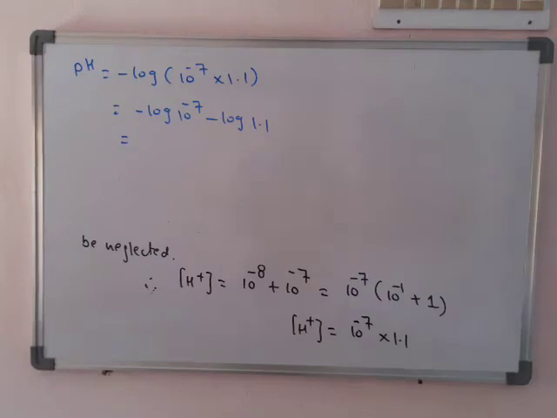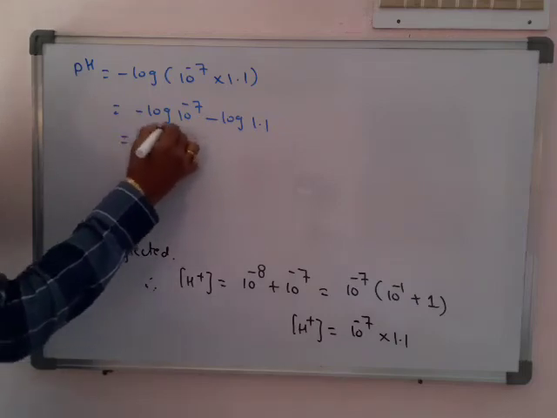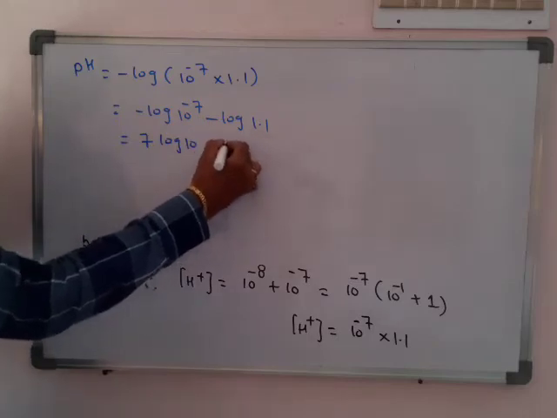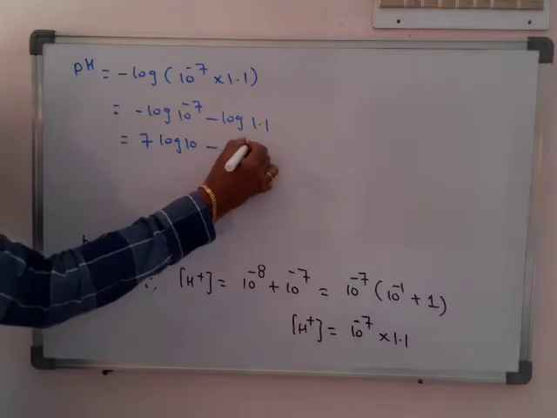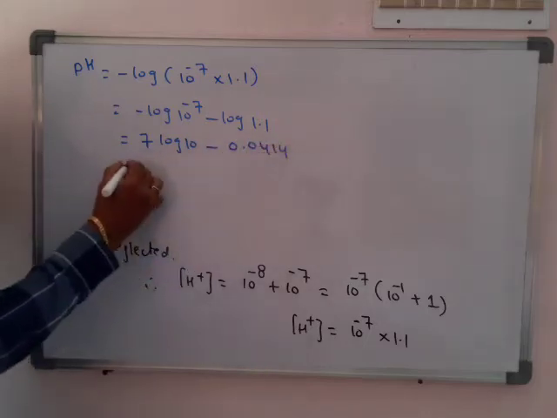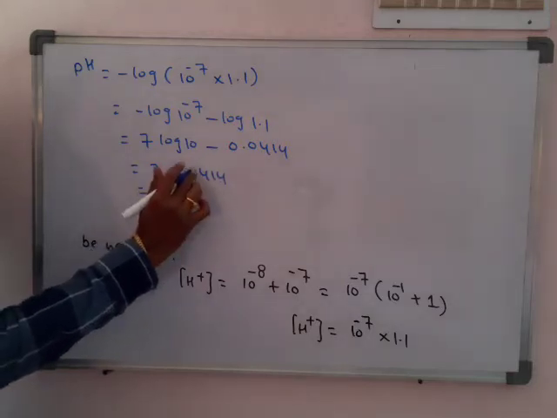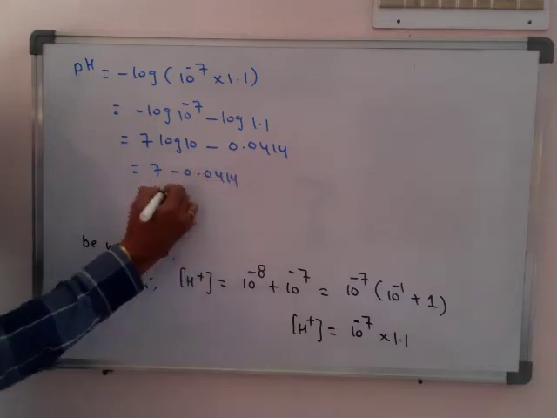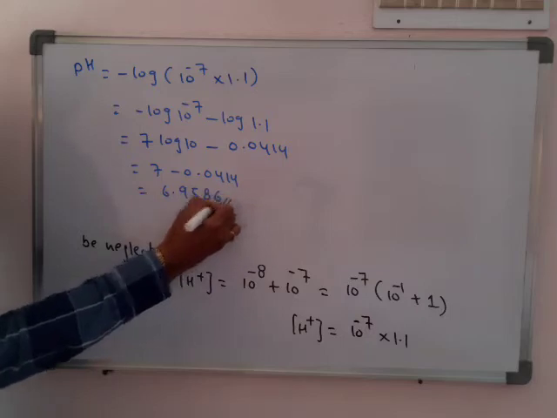That's important. So here the log 1.1 is there. Here we get 7 log 10, and log 10 we know is 1. The log 1.1 value is given as 0.0414. So finally we got 6.9586.